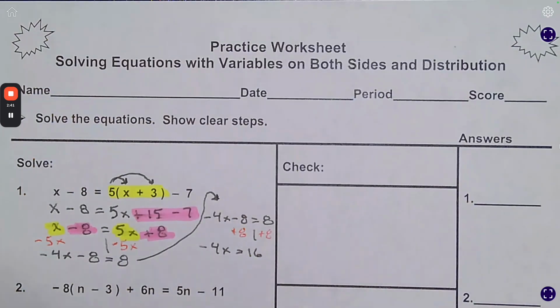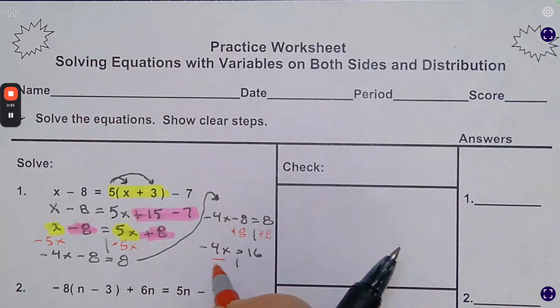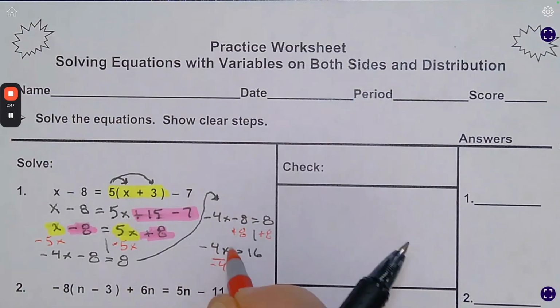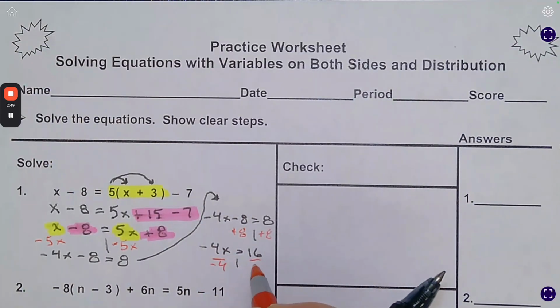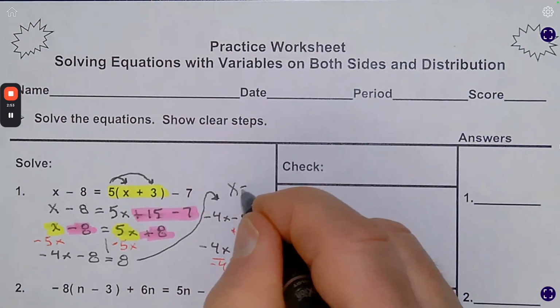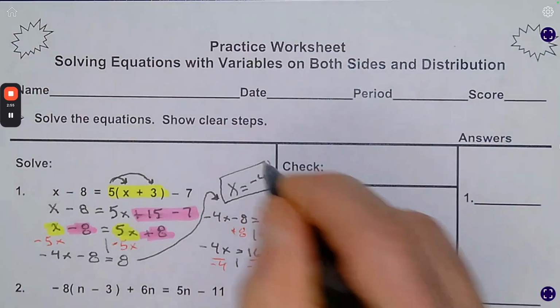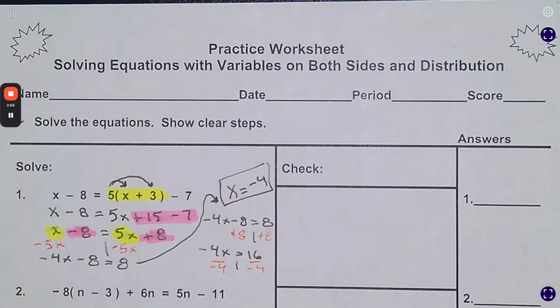And then from there, I'm going to go ahead and divide by negative 4. So when you move a part of a term, I'm not moving all of this term, just the coefficient part, you multiply or divide. And when I do that, I get x equals negative 4. All right, let's check it.